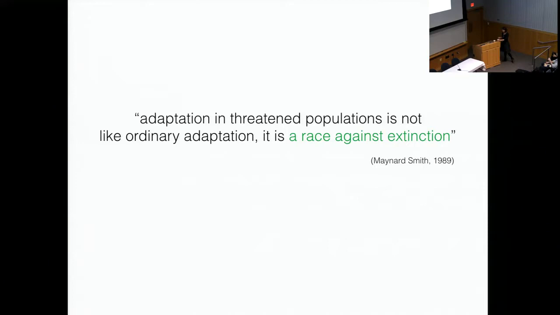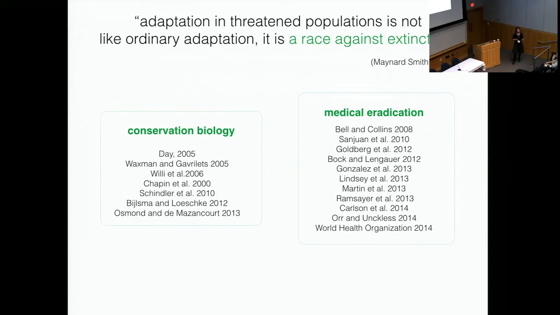So I've talked about what happens in infinite populations or populations of fixed size, but as Maynard Smith so rightly put it in 1989, adaptation in threatened populations, so populations that have a certain probability of going extinct, isn't like ordinary adaptation. It's actually a race against extinction. And there's been a lot of work done in this framework of evolutionary rescue, either by people in the field of conservation biology trying to preserve species diversity, or people more interested in the opposite goal of medical eradication.